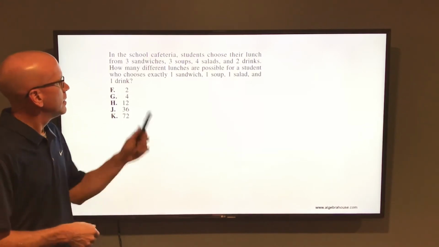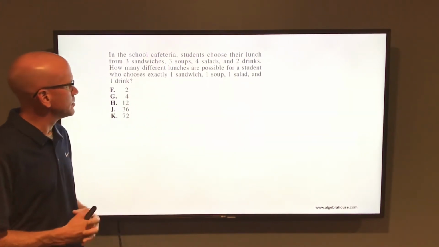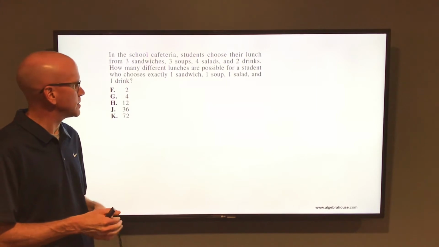How many different lunches are possible for a student who chooses exactly 1 sandwich, 1 soup, 1 salad, and 1 drink?